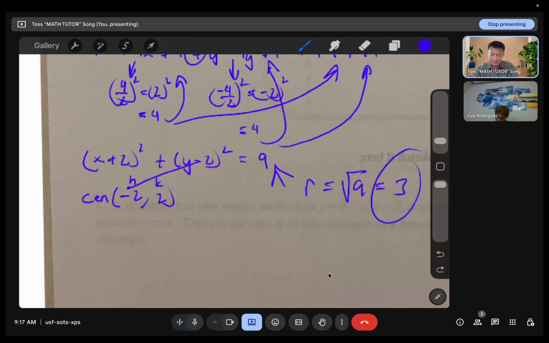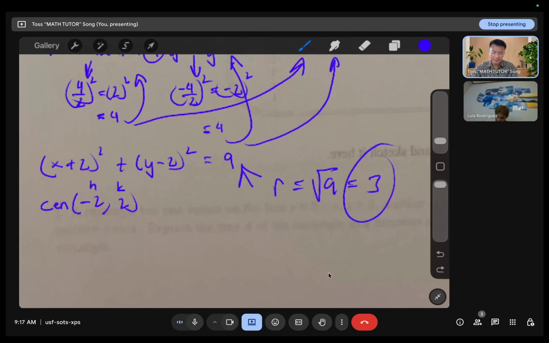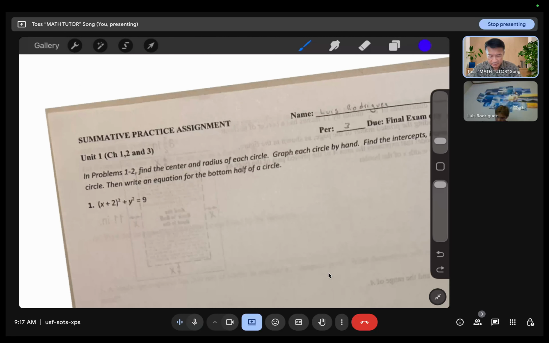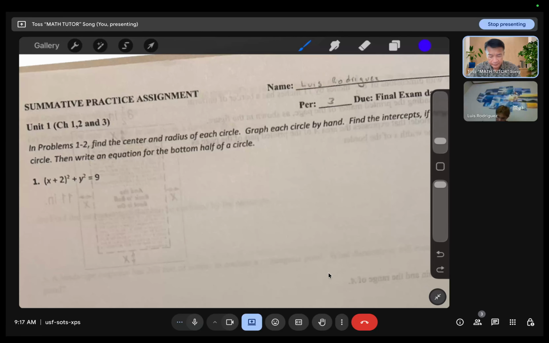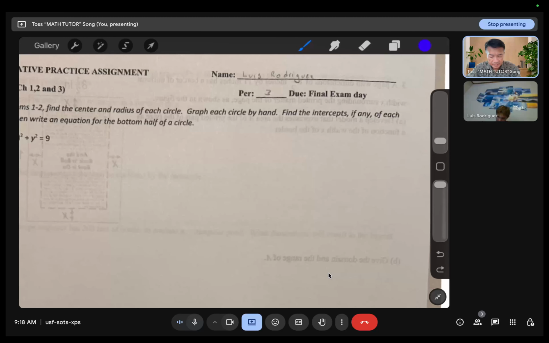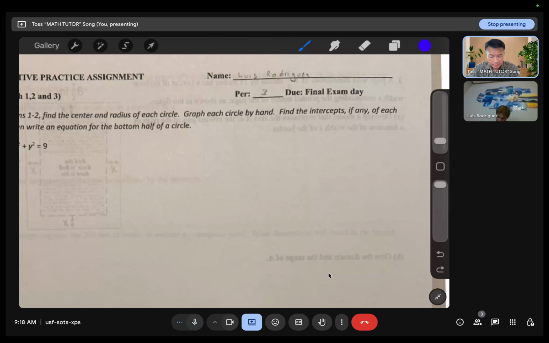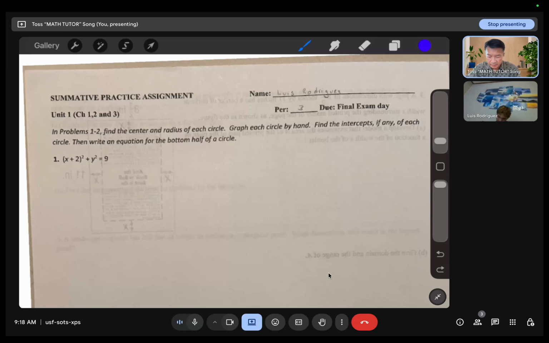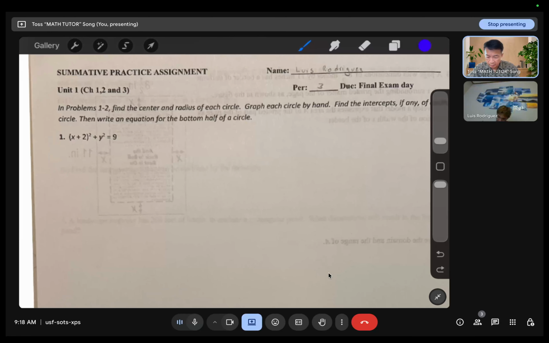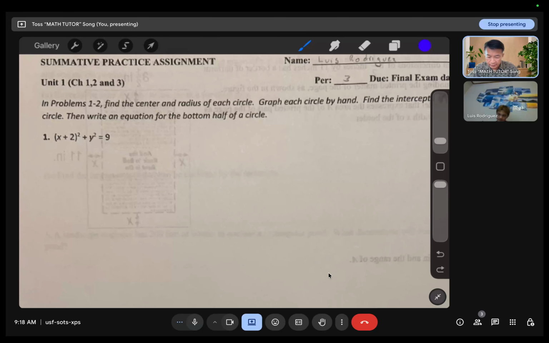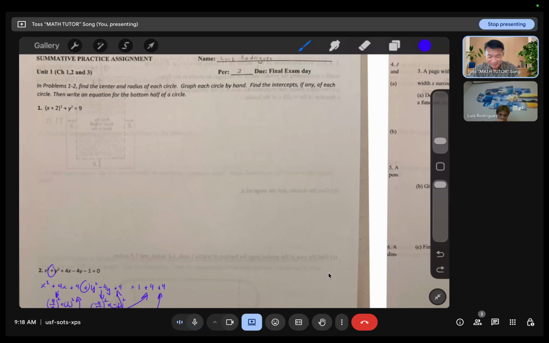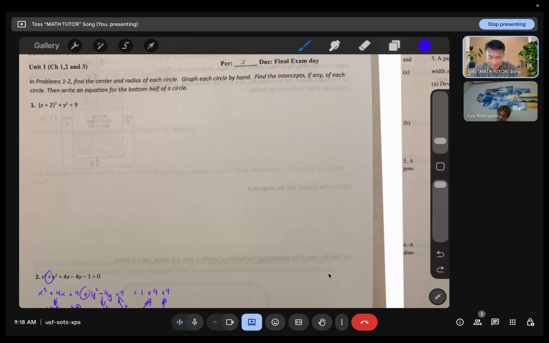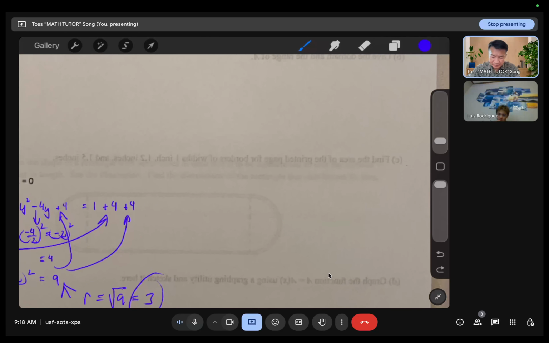Careful, I'm not switching here. I'm not switching there. That's not it. Is it okay? X comma Y. Opposite, opposite. What else here? And then graph it by hand. Find the intercepts, if any. Okay, then write an equation for the bottom half. They really want to mess with you, pushing your understanding here, right? Okay, graph it by hand first, so we'll do it in that order.